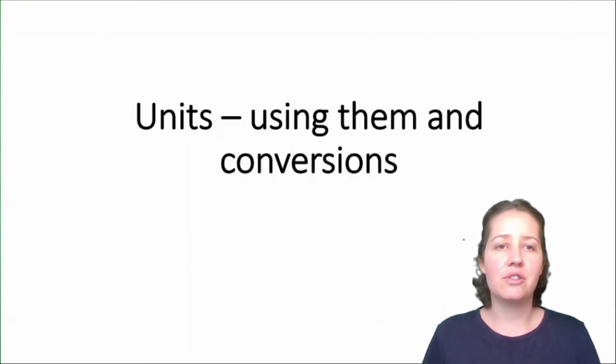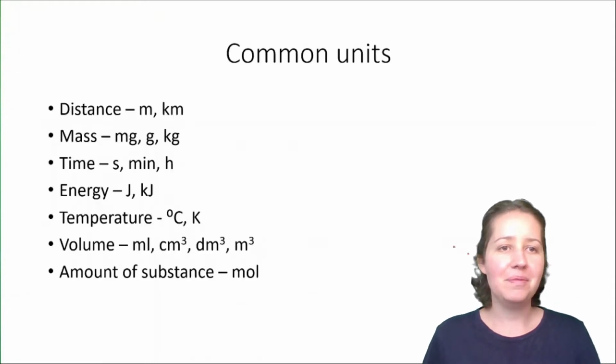NASA lost the $125 million Mars Climate Orbiter spacecraft after a 286-day journey to Mars, all because of unit conversion errors. You need to be able to convert your units correctly, as well as working out what units your answers should be in if you're using equations.